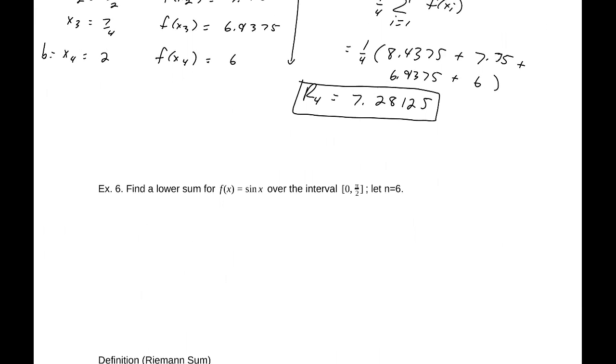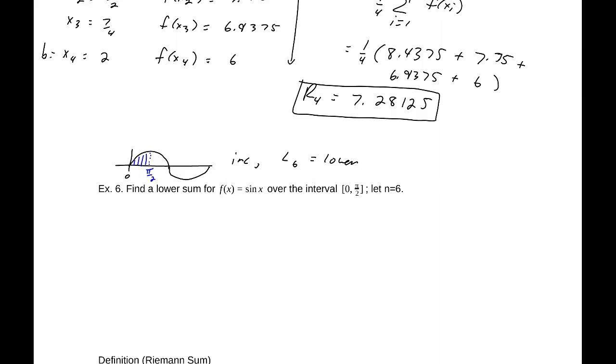All right, find the lower sum of the function f of x equals sine x over the interval 0 to pi over 2. Based on what we know about sine, from 0 to pi, it's greater than 0, and from pi to 2 pi, it's less than 0. So pi over 2 is this region, so we're finding that area. Because it is increasing, the left-hand sums are going to be the lower sum.